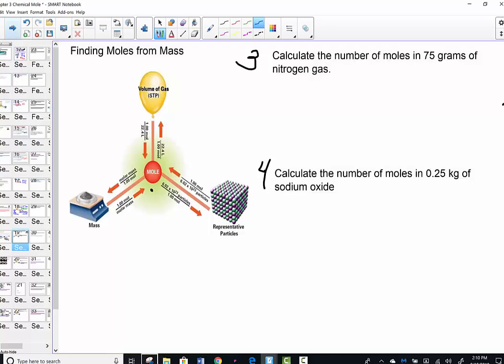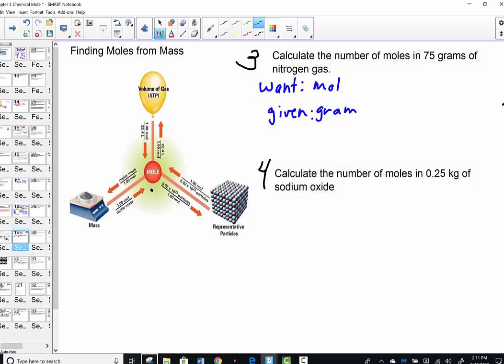I would like to calculate moles from nitrogen gas. So let's talk strategy as I look at this question. Number 3 is what we'll focus on. Let's calculate the number of moles. So what I want to find is a unit called mole. And this time I'm given grams of nitrogen gas.